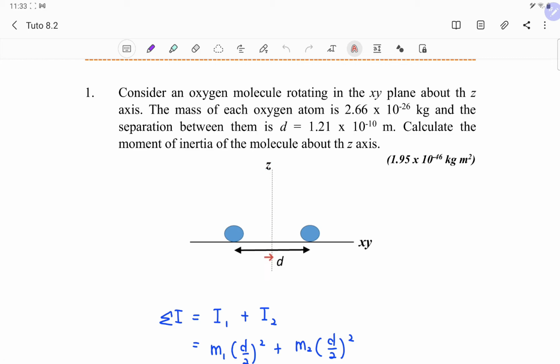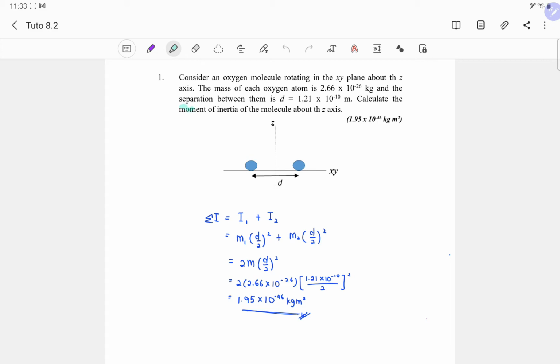Okay, so you need to find the moment of inertia, and this is the axis of rotation. The moment of inertia of the molecule is the summation of I, where I1 is for the first atom and I2 for the second atom. Each atom is a particle, so we need to use the formula mr squared. r is the distance between the particle and the axis of rotation, so r would be d over 2. The same goes for the other one. Then we just substitute the values and we will get the moment of inertia of the system of the two atoms.